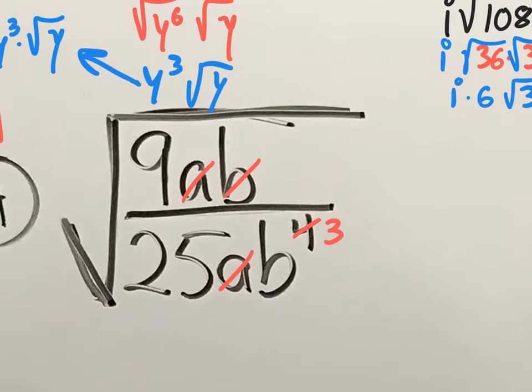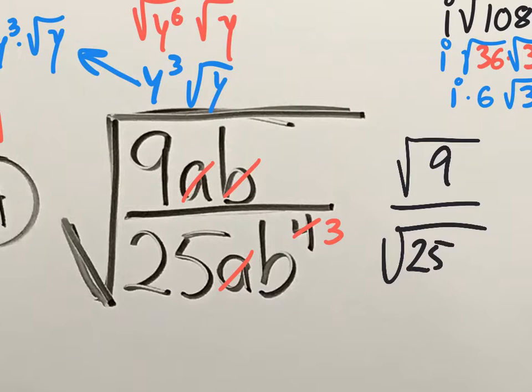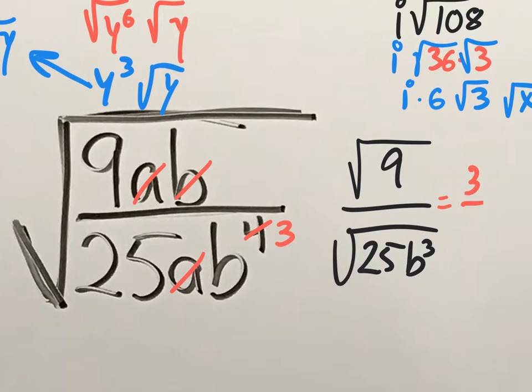Now I'm going to rewrite it, and I'm going to split the root. So on top, I have just a 9, and on the bottom, I have the square root of 25b to the third. So this really does become like 2 problems. You have this problem that you need to do, which is easy. What's the answer to the square root of 9? The answer is 3. That's your answer up on top. And on the bottom, you have the square root of 25b to the third. So again, that's like simplifying, which we're going to split the root: 25, and b to the third. And of course, the square root of 25, that's just 5, and that's part of our answer.